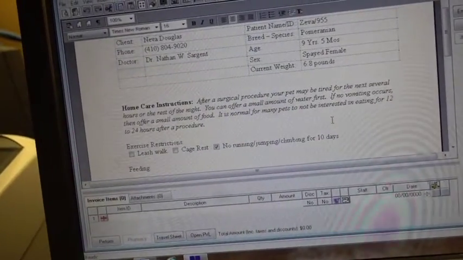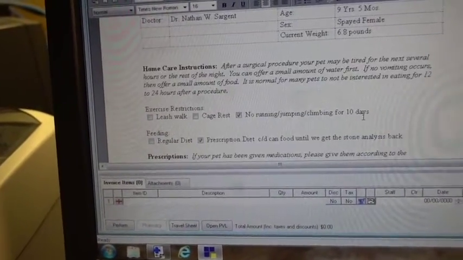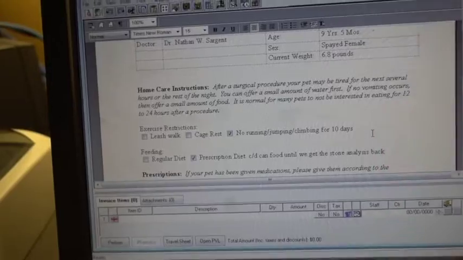We also explained to them that it's normal that if pets aren't interested in eating for the next 12 to 24 hours and that they shouldn't worry about it unless it's going on for a longer time.